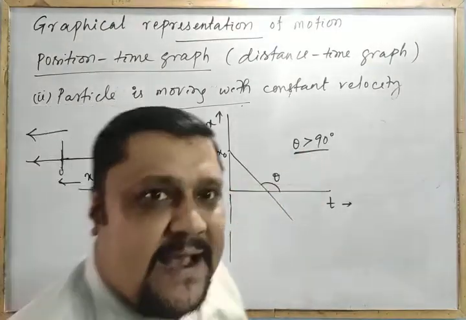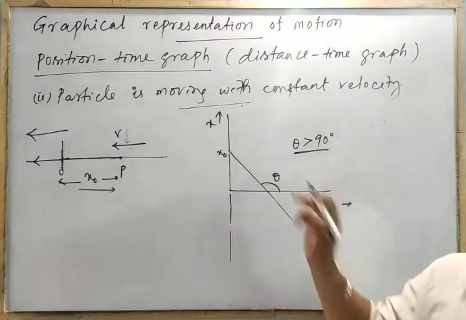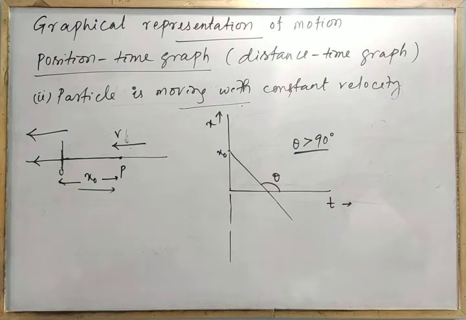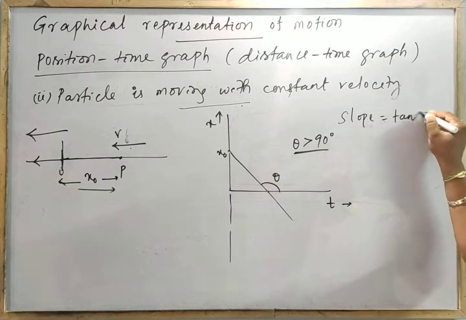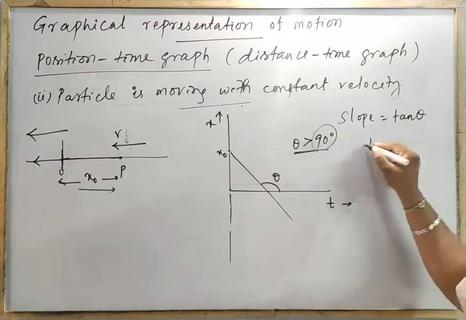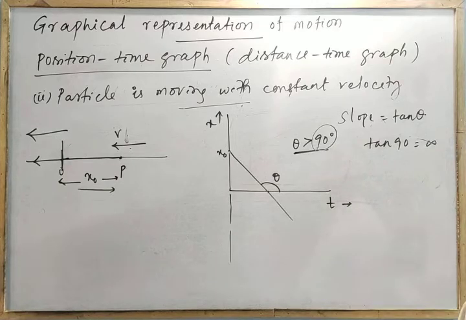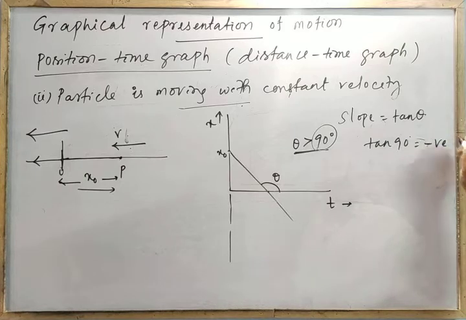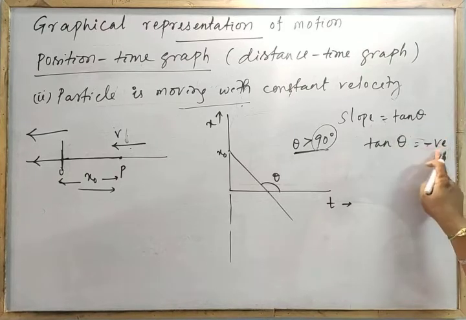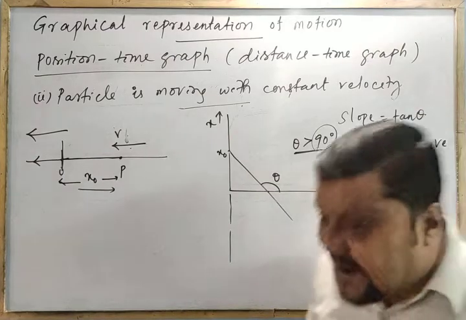And what about this theta greater than 90? The slope will be negative, isn't it? Slope means tan theta. If theta is greater than 90, tan 90 is infinity, so if the value is greater than 90, it will be negative. Theta greater than 90, the slope is negative. Clear?